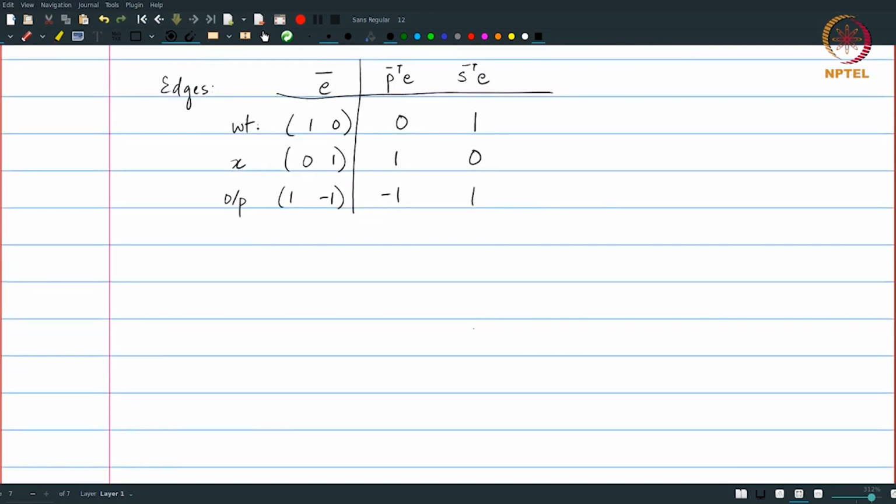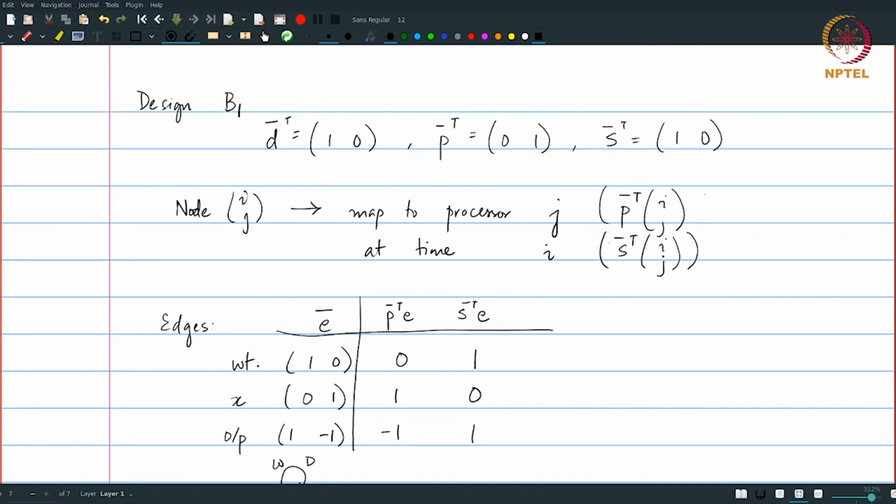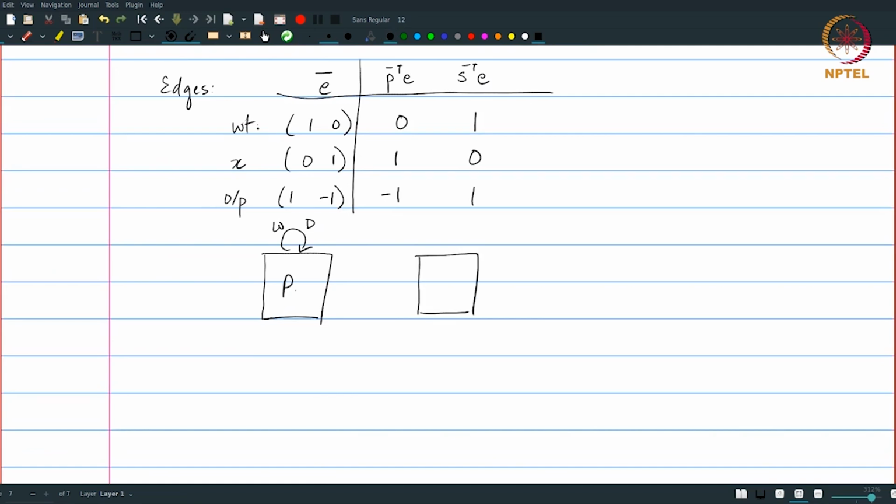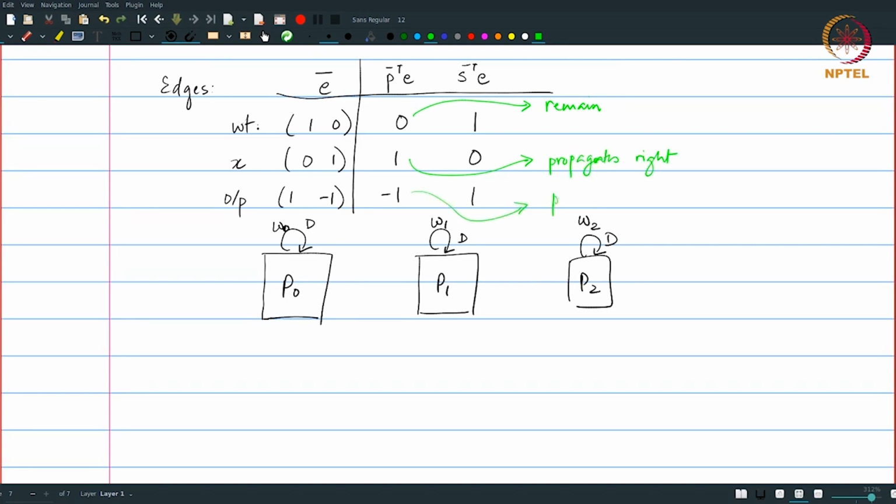What does an architecture for this look like? Or a block diagram for this? Once again, the weights remain where they are. The processor ID, given that it is equal to just J, is once again in the range 0, 1, 2. Therefore, I have 3 processors, with W0, W1 and W2 remaining where they are. As you can see, this essentially conveys that it remains in the same place. This propagates to the right and the results propagate to the left.